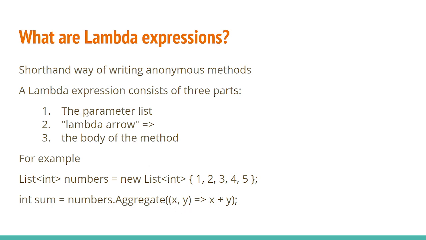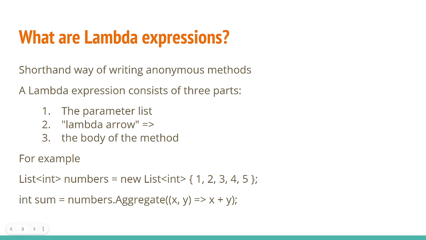So lambda is divided in three parts. The parameter list, here the parameter list is x and y, that specifies the input parameters to the method. Then the lambda arrow, it separates the parameter list from the actual body. So you can see x plus y is the actual body, or we can say the actual expression that will execute.